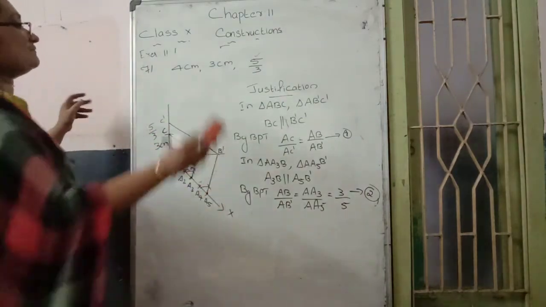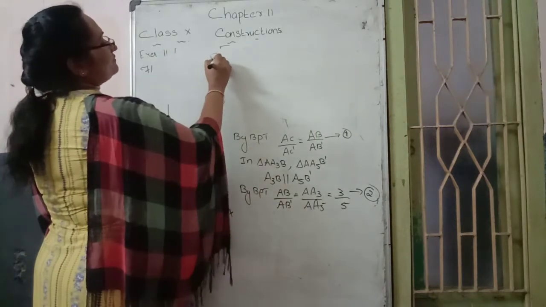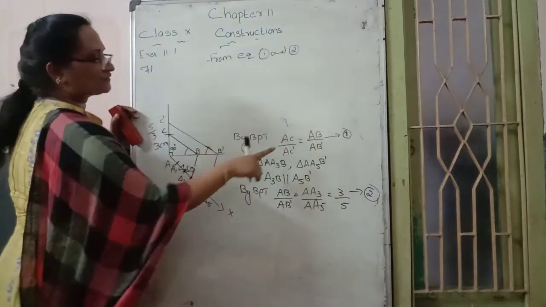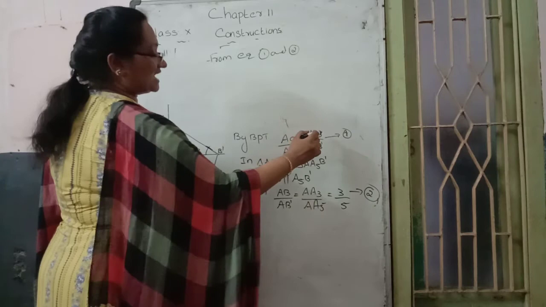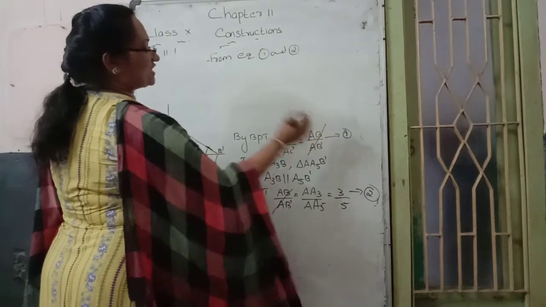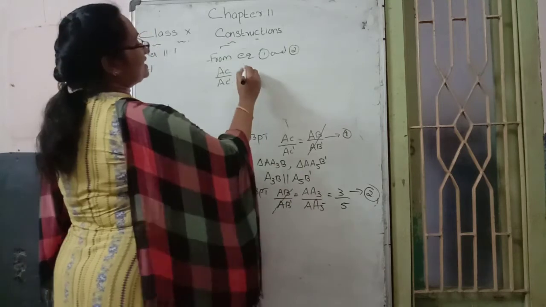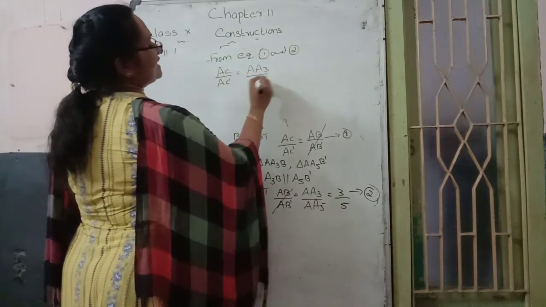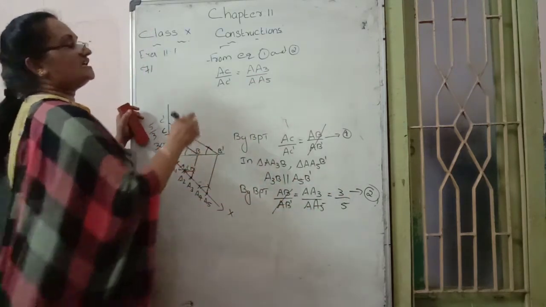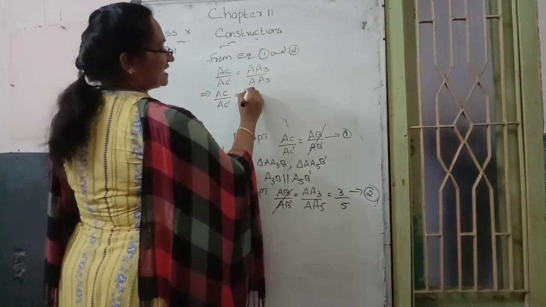Same procedure. Next, compare the first and second equations. From equation 1 and equation 2, the AB by AB dash ratios are the same. Leaving the remaining ratios, from the first equation AC by AC dash is equal to, from the second equation, the remaining ratio AA3 by AA5. But AA3 by AA5 is how much? 3 by 5. So instead of that, in the next step we can write 3 by 5.